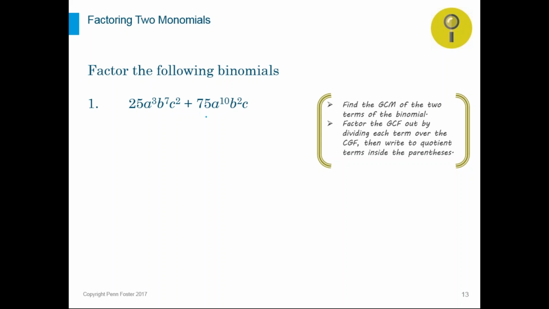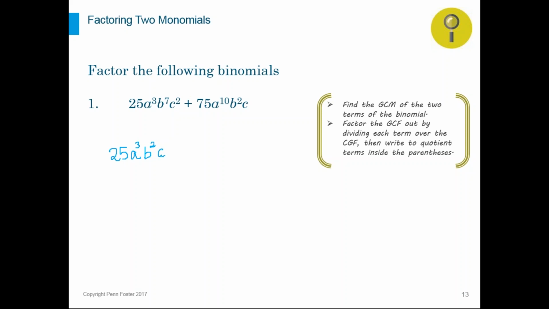So again, we are repeating everything we have done: 25 and 75. I know from looking at these two numbers that 25 is the greatest common factor between 25 and 75. I need the variable part of my greatest common factor. I see a and a, the lowest is a to the third, so I'll take that. B to the seventh and b to the second, so b to the second is what I'm going to choose in my greatest common factor. C to the first or c to the second is going to be c.